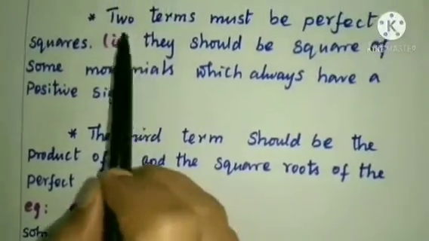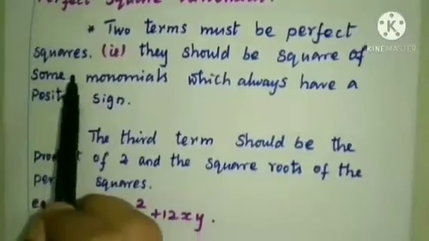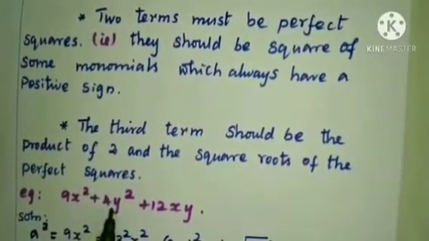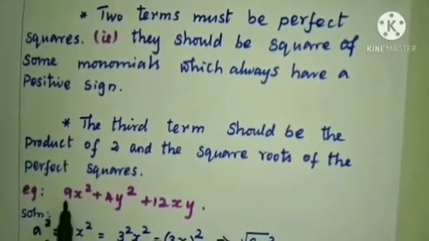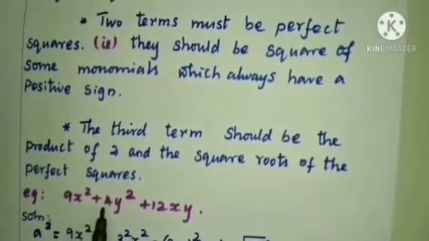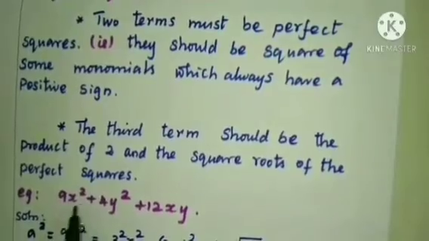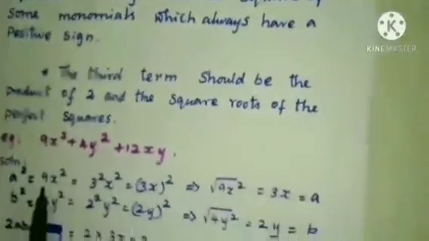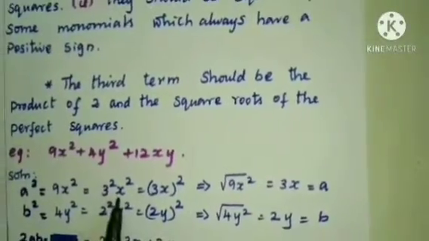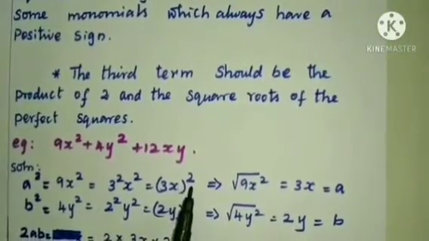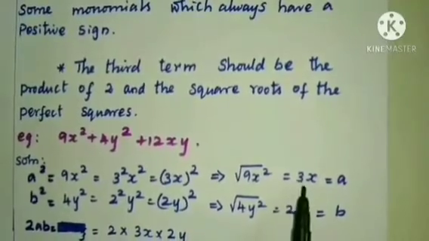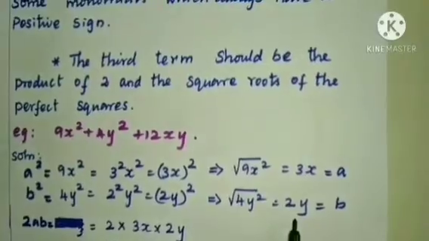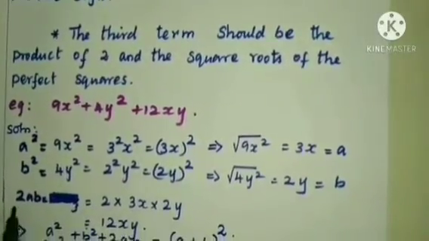What's the first one? 2 terms must be a perfect square, and before that we have a positive sign. So these 2 terms are perfect square numbers. 9 is a perfect square number, 4 is a perfect square number. Both are positive sign. So here a square is 9x square. 9 can be written as 3 square x square, that is (3x) the whole square. So a is 3x. The same method, b square is 4y square, so b is 2y. Now we have to check the third term.